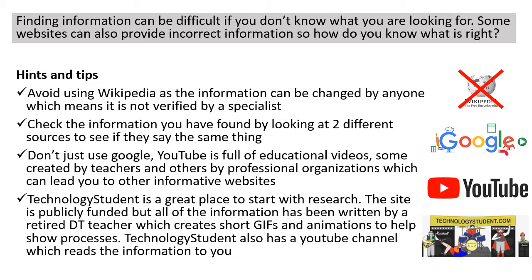Avoid using Wikipedia because this information can be changed by anybody, so it's not always written and verified by a specialist. If you are researching a brand new topic, I would say check the information you have found by looking at 2 different sources. So for example, if you are Googling lamination, for example, with polymer process, if you find one really useful website about it, that's fantastic, but it wouldn't hurt to find another website just to make sure that they have the same or similar information to make sure that it's actually accurate.